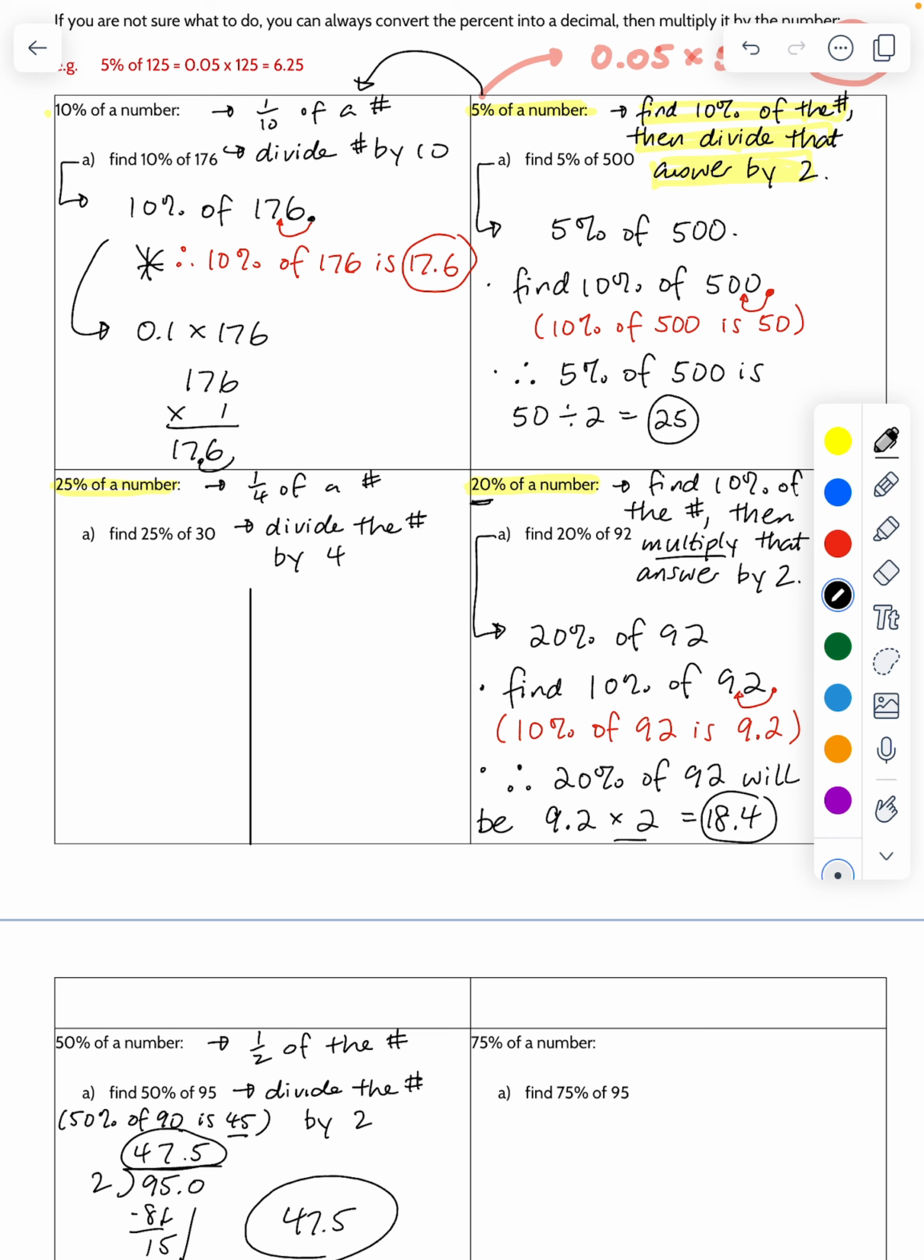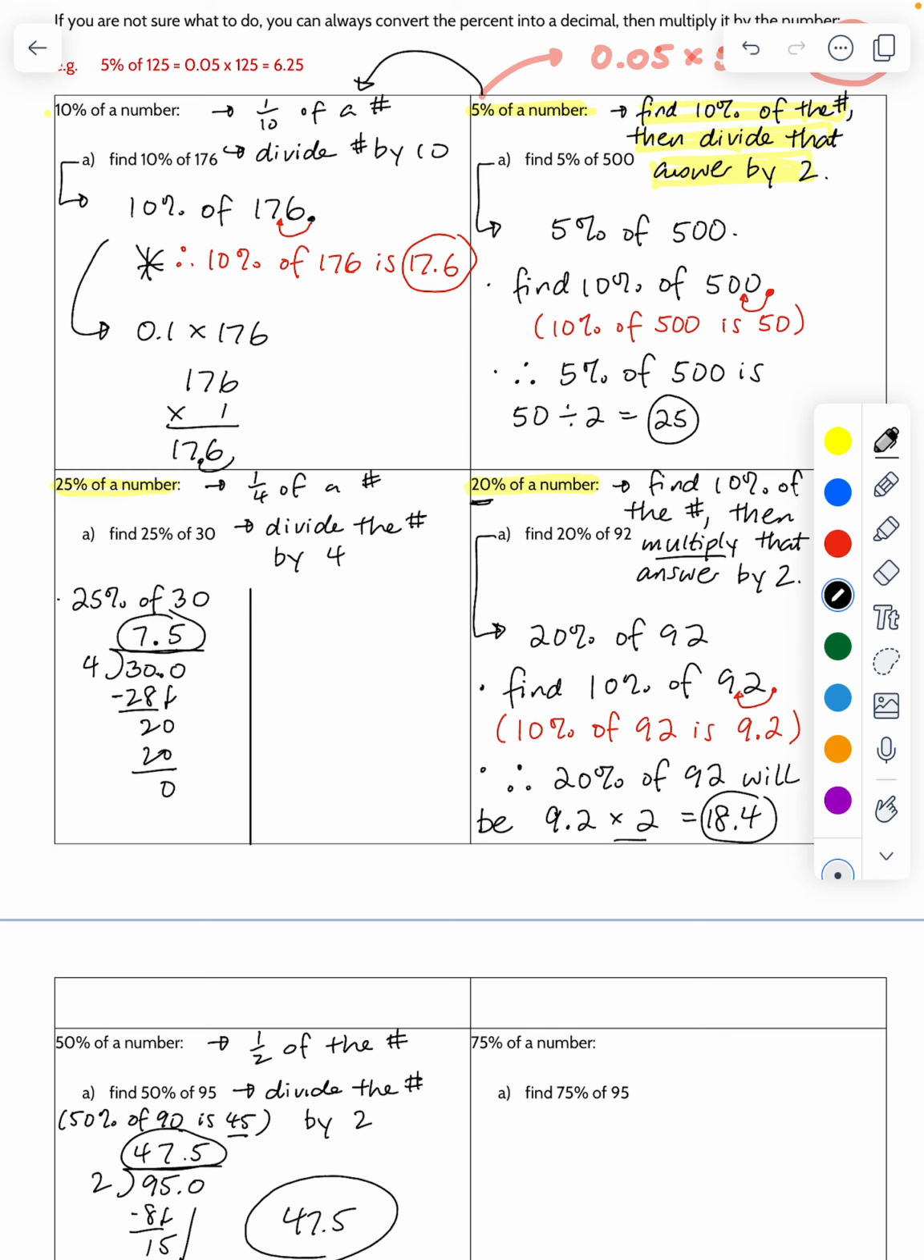Okay, so let's go find 25% of 30. If you find 25% of 30, remember that 25% means 1/4 of 30. So you're going to take 30 and divide it by 4. I'm going to do the long division here, and I know I probably have to add a 0 to my dividend. Okay, so I know 7 times 4 is 28. Bring down the 0, 20 divided by 4 is 5, times 4 is 20. Okay, so I know that 25% of 30 is 7.5, okay?